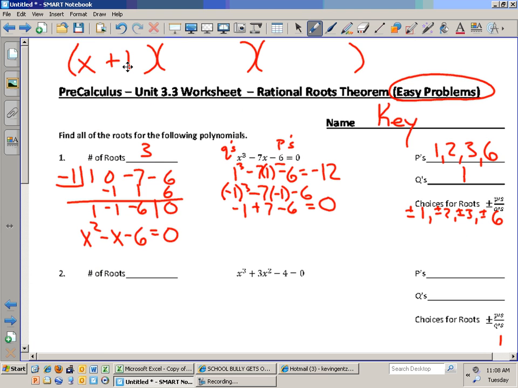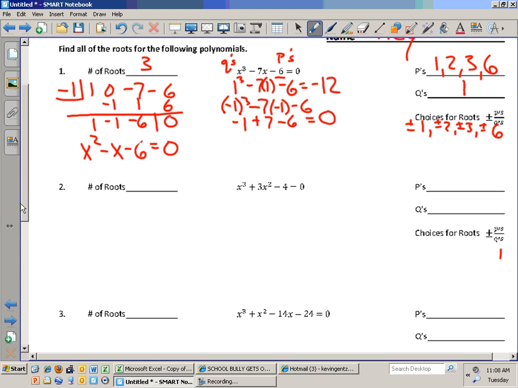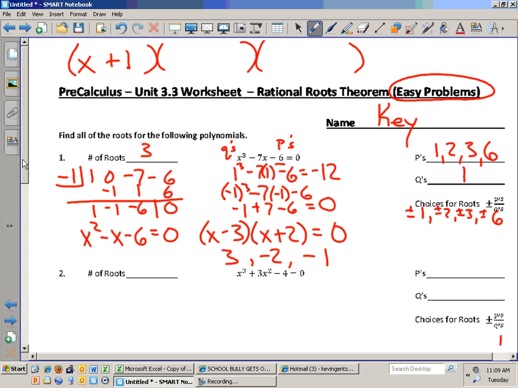Let's try it. Does this factor? What does it factor to? So my solutions are 3, negative 2, and then my original one, which was negative 1. So if you think about it, everybody, my solution was negative 1. That means that x plus 1 was a factor. Another solution was negative 2. That means that x plus 2 was a factor. And another solution was 3. That means that x minus 3 was a factor.